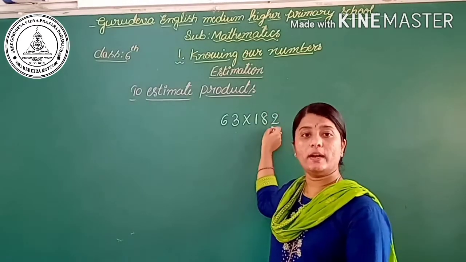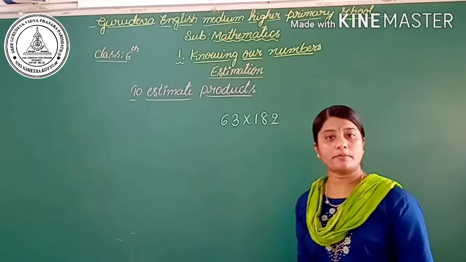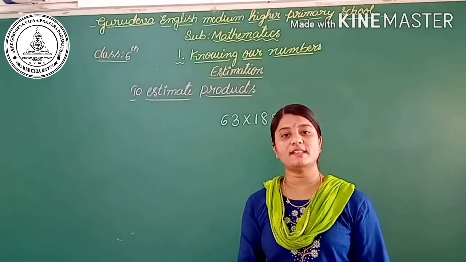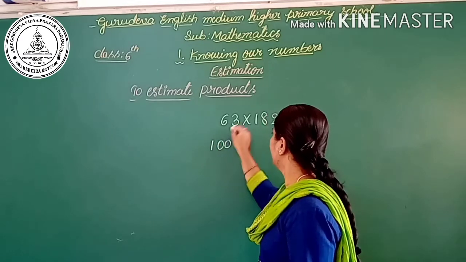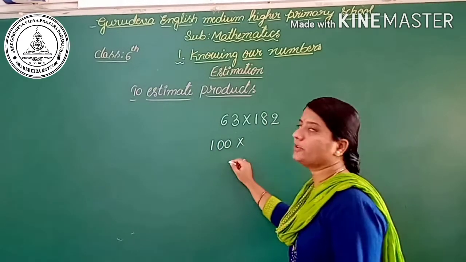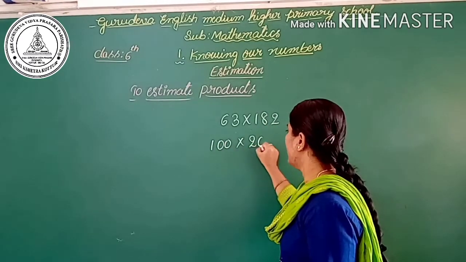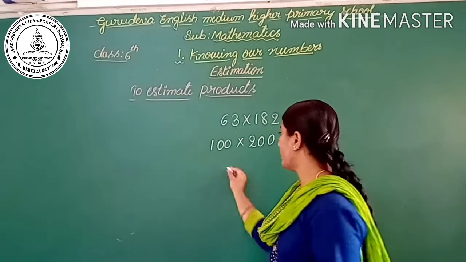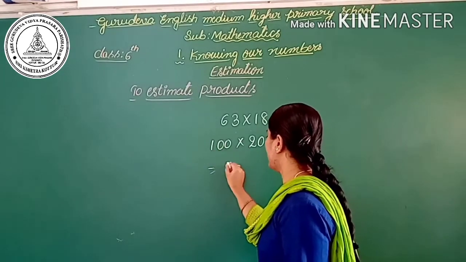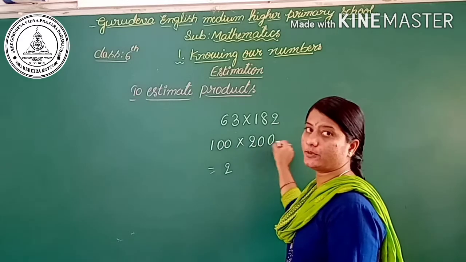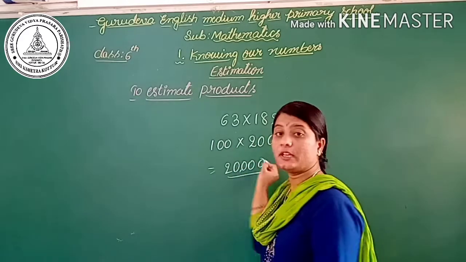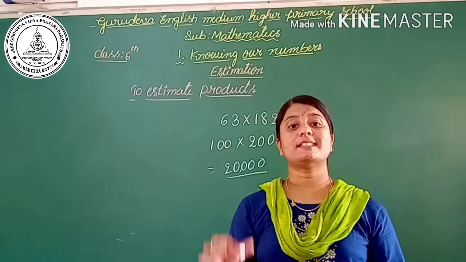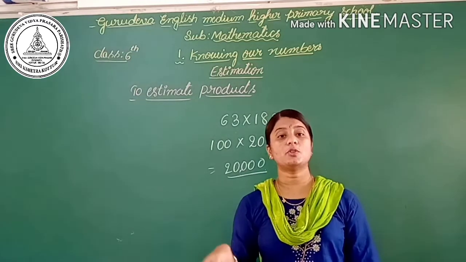63 into 182. If we approximate both to the nearest hundreds, we get 100 into 200. So 182 nearest hundred is 200. We will get the product, which is equal to 1 into 2, 2. Here 2 zeros, here 2 zeros, totally 4 zeros. It will become 20,000. This is much larger than the actual product.